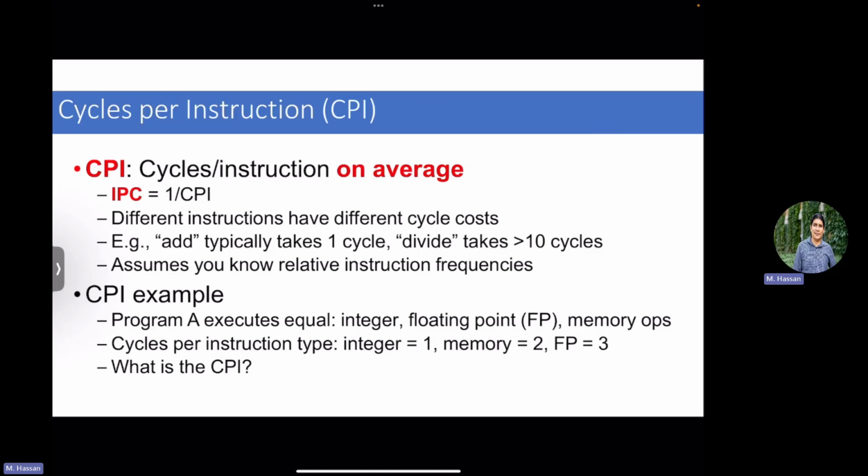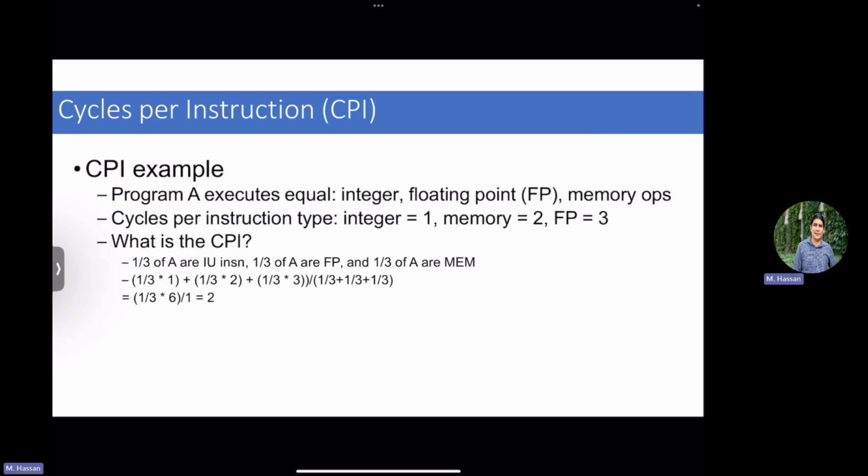Say program A executes equal, right? So equal here, the assumption in this program is there is an equal percentage between the 3 types. So it's like 1/3 are integer, 1/3 are floating point, and 1/3 are memory, right? So if I want to do the math, I would say 1/3 of my program is integer, so it's 1 over 3 will take 1 cycle, 1 over 3 will take 2 cycles, 1 over 3 will take 3 cycles, and then simply everything will sum up to 1, right? And then I will end up with an average of 2, which means, well, on average, an instruction in my program will take 2 cycles, right?